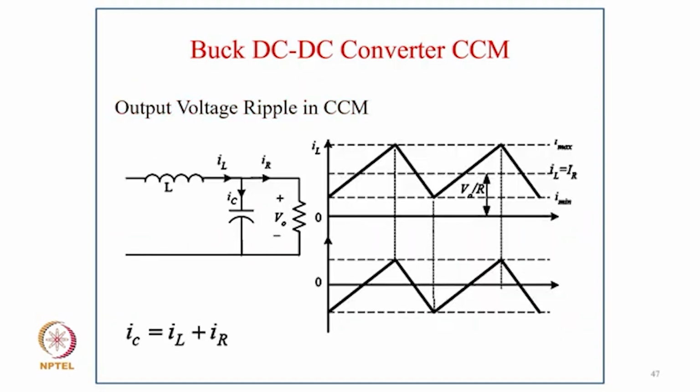So now coming to typically output voltage ripple in CCM. As you can see the circuit here with the inductor, capacitor and output, and the waveform of inductor current. Current rises during the on period, and in the off period it reduces, and you get the ripple, like an average current of the inductor equal to output current, that is equal to V upon R. And you can clearly see the capacitor current, the average of which is equal to 0. Below is the IC current, IC equal to IL minus IR.